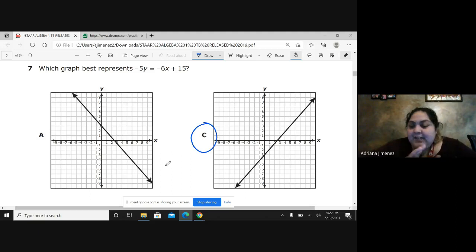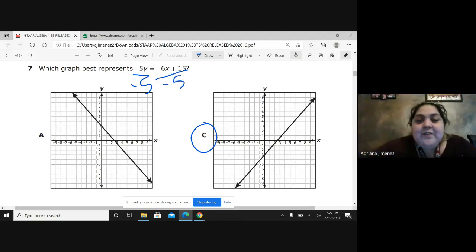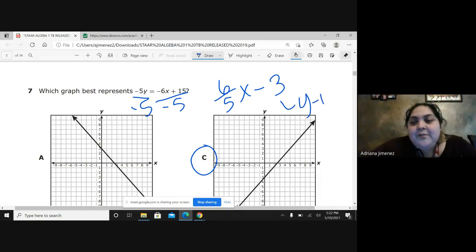So, let's say that you didn't want to use the calculator. You could have just divided by -5. And you could have noticed that, hey, two negatives make a positive. And then 15 divided by -5 is -3. So this is your y-intercept. So it has to go through -3. And then this is a positive slope. So you would have just looked for which graph has a positive slope.